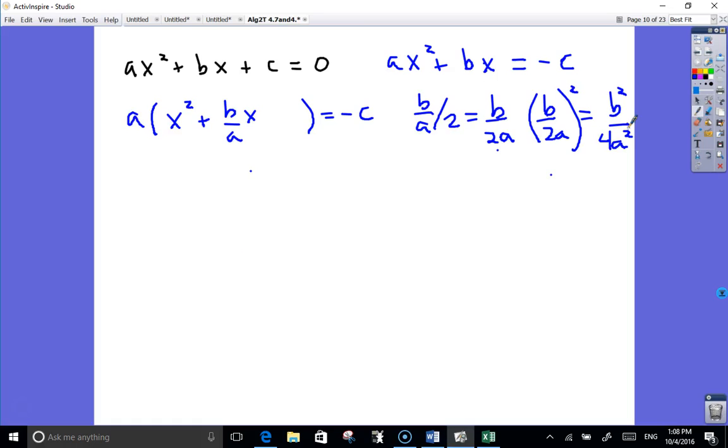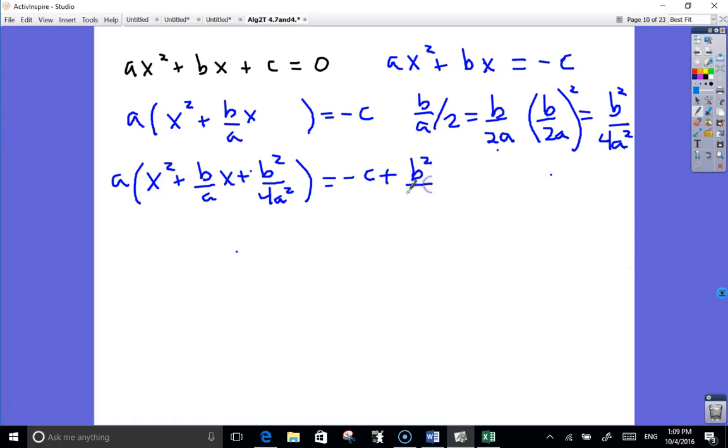So it'll look like this. A times x squared plus b over a x plus b squared over 4a squared equals negative c plus, okay, now what am I going to add to the other side? b squared over 4a, right? Not a squared, because that a is outside the parentheses. That's going to cancel one of the a's. So this will be b squared over 4a.